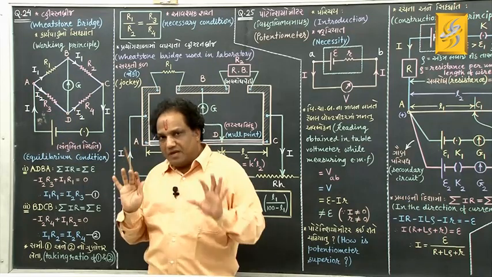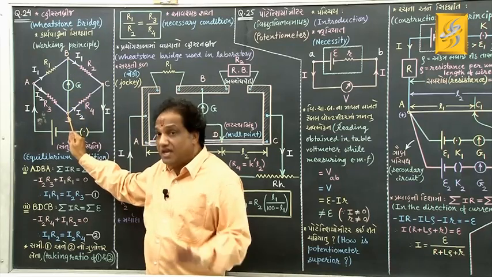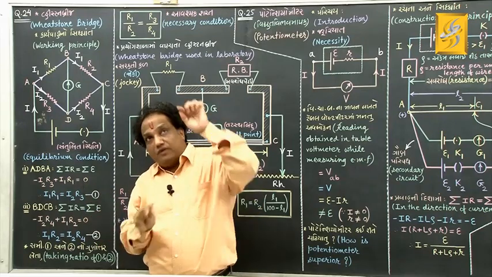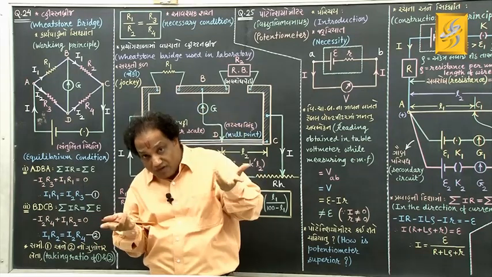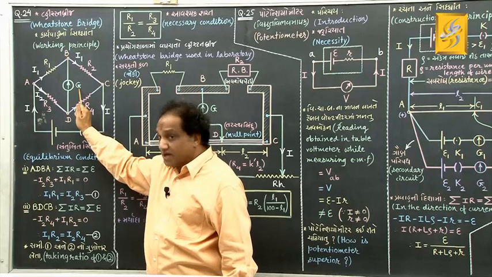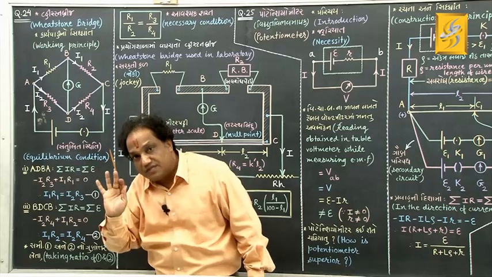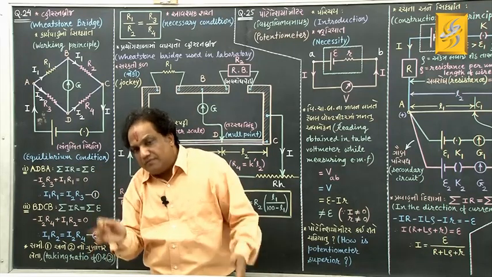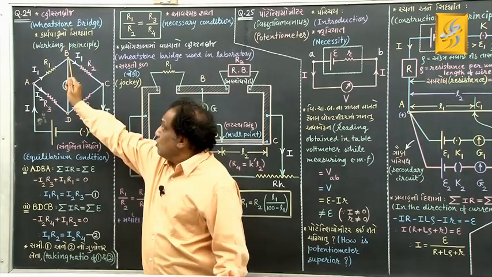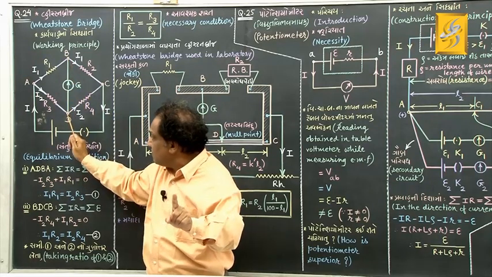Now, just assume that the electric potentials of these two points are equal. Then you may have a question: how can we come to know whether the potentials of those two points are really equal? For that purpose we have connected this sensitive galvanometer. Suppose the electric potentials of these two points are equal. If they are really equal, then the electric potential difference would be 0, and if there is no potential difference between these two points, then no current can flow from here to here or from here to here.